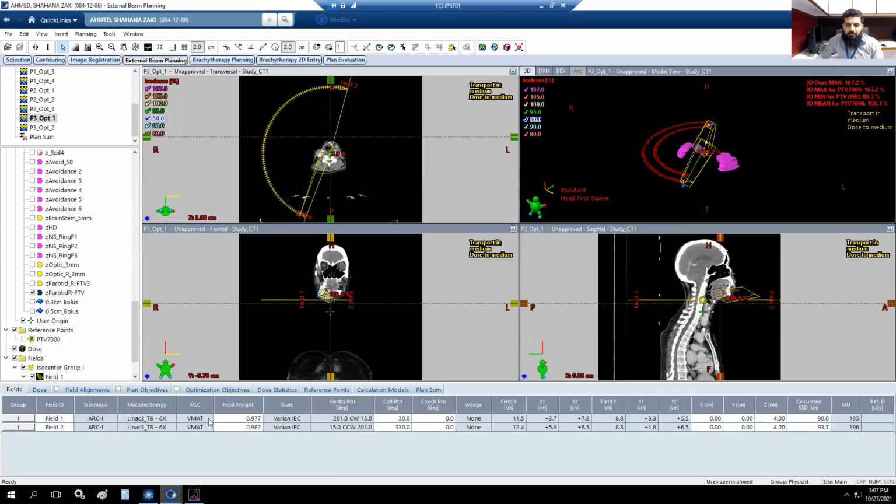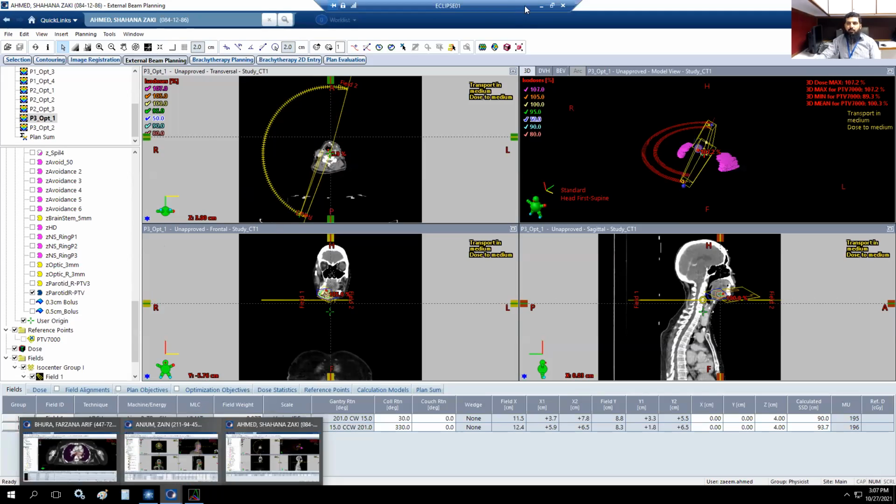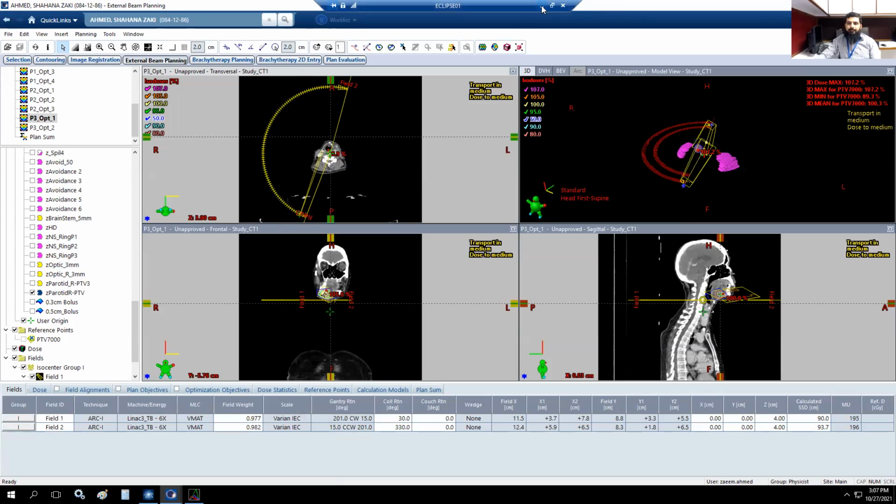So this was the VMAT optimization method which we are using here in AKUH, depending on the method introduced by Mr. Schulman in the RCC IMRT session. So that was from my side.